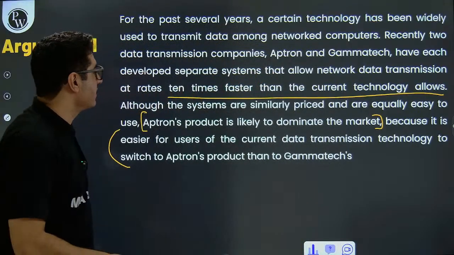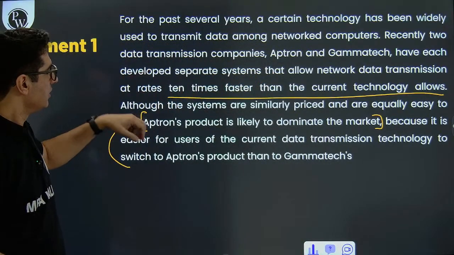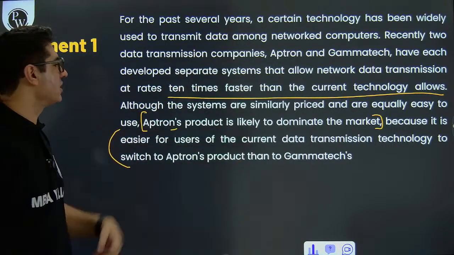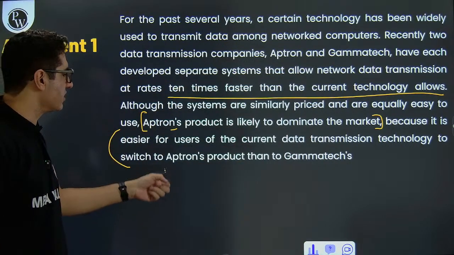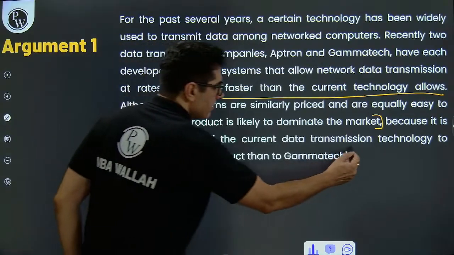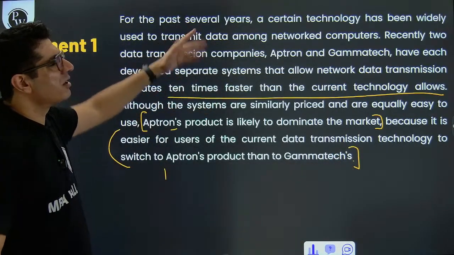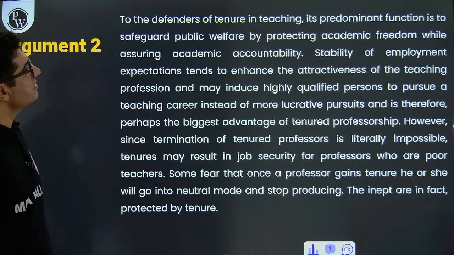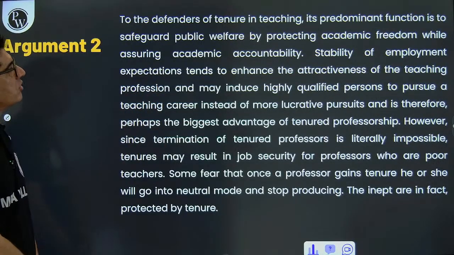And thereafter it is saying that, okay, between the two, Aptron is likely to dominate the market, even though their price is similar and they're equally easy to use. And here is the reason. So this is the core argument. The rest of the things are basically background or context. Similarly, check this. What is the conclusion?